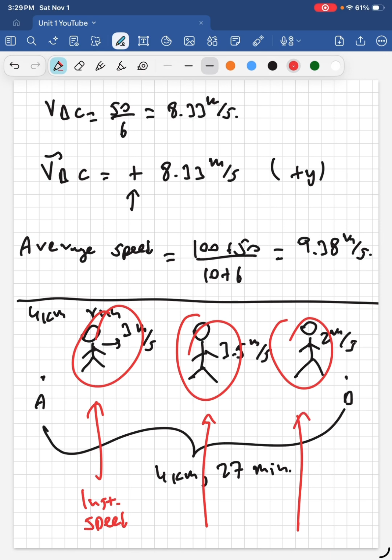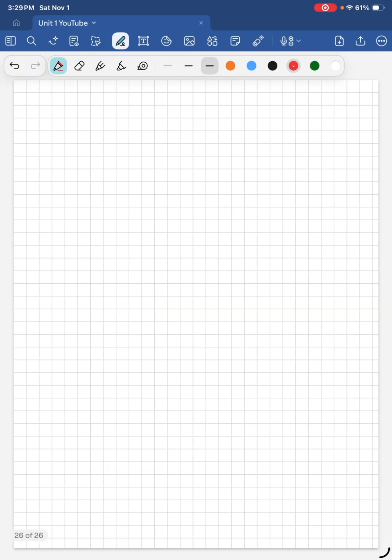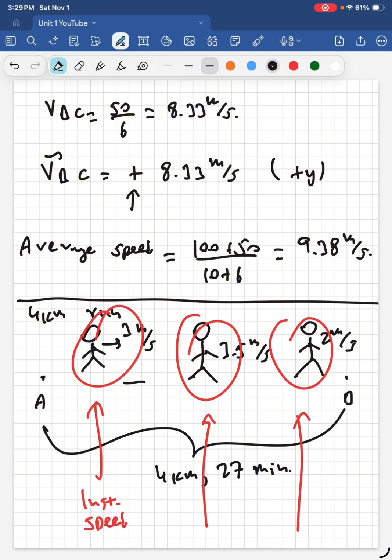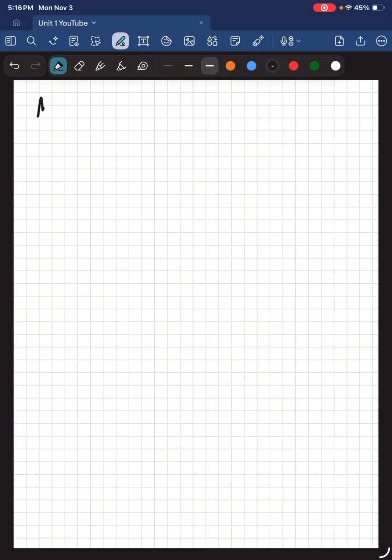So all these three instances, but my average speed is still just the 4 kilometers, which is 4,000 meters over 27 minutes times 60 seconds. So my average speed is 2.47 meters per second. So you see that this value is different than these instantaneous speeds, okay? All that matters to find the average speed is to know the total distance and the total time taken for that distance, okay?